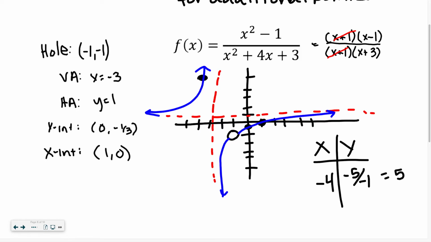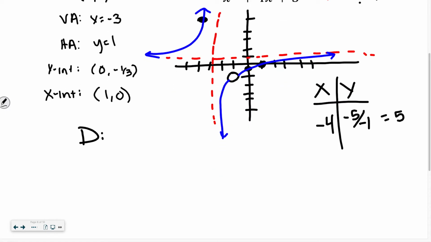Okay, last thing, domain and range. Now, domain, you can think about two ways. You can look at it on the graph, or you can look at your function and just look at your denominator. What two values make my denominator equal 0? -1 and -3. So I have to exclude both of those. When you're doing your interval notation for the domain, you should do them in order. So which one do you exclude first?